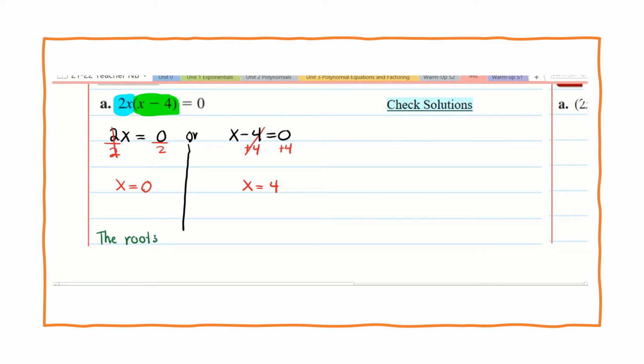The solutions, we call them roots. We also call them zeros or x-intercepts. So every time you're writing your solutions here, you should state that the roots are whatever you found. So in this case, the roots are x equals 0 and x equals 4.